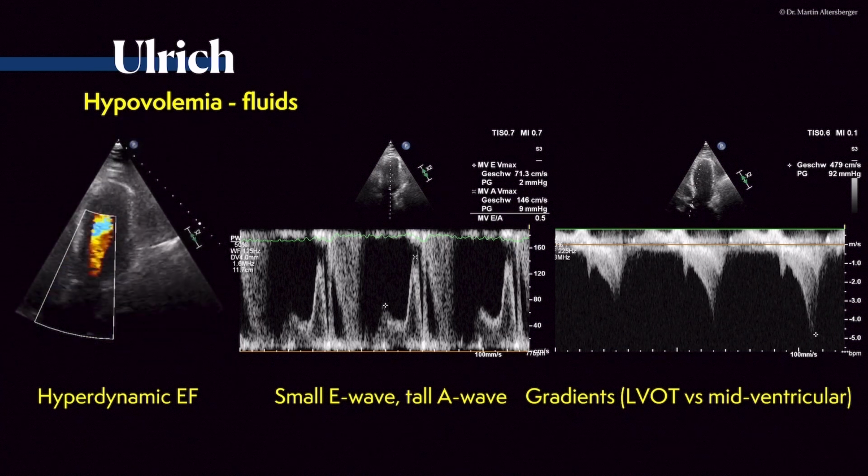This patient needs fluids. Furthermore, you can measure gradients. When you use the continuous wave Doppler across the aortic valve, you get several signals and several measurements you can perform. The peak gradient here is very high, around 90 millimeters of mercury, but there's always the question: is this an LVOT gradient or is this a midventricular gradient?